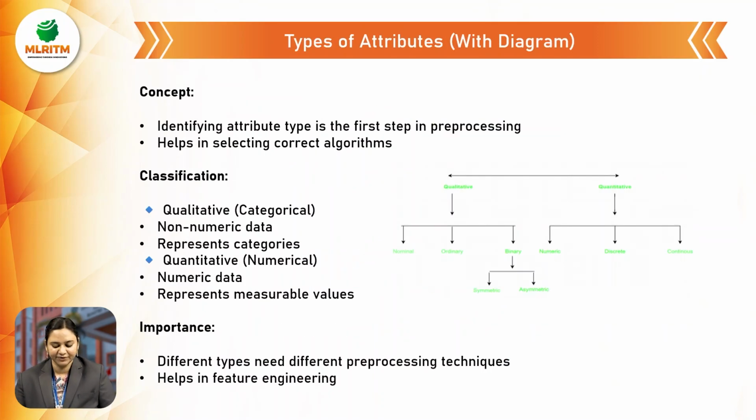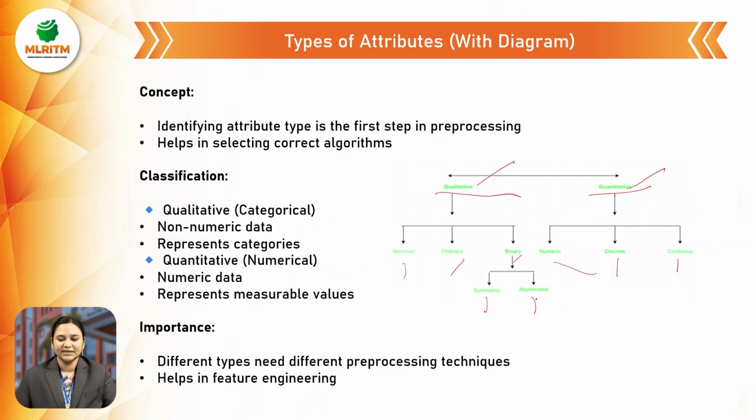Here we have some different types of attributes. If we observe the diagram, we have mainly two types of attributes. Those are qualitative and quantitative. Under the qualitative, we have nominal, ordinal, and binary. Under the quantitative, we have numeric, discrete, and continuous. In binary also, we have two types. Binary is divided into two types, that is symmetric and asymmetric.